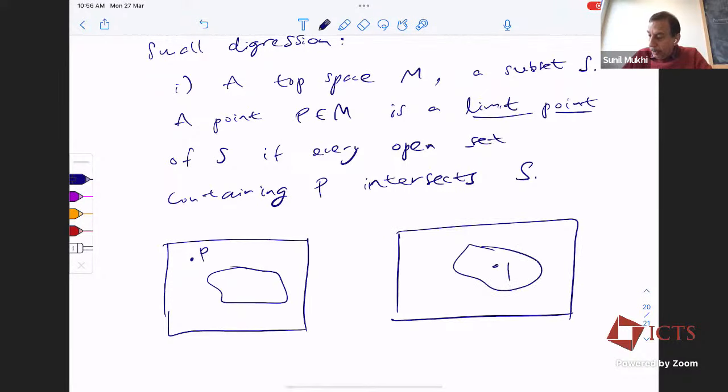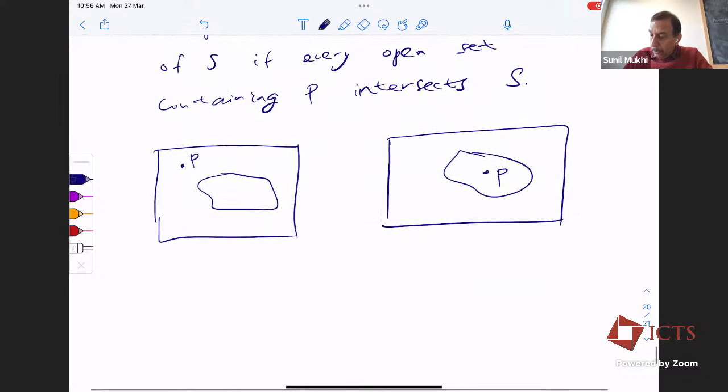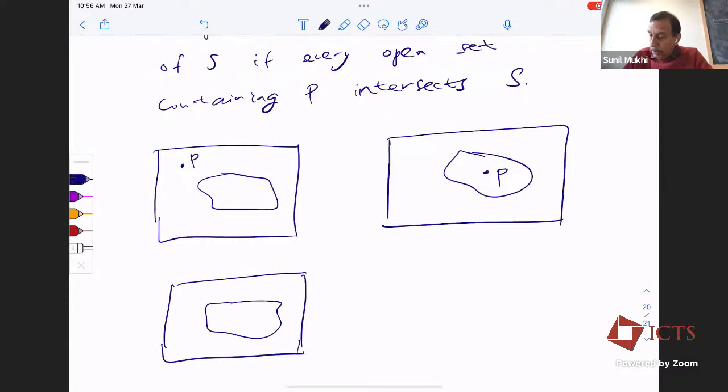P is here. And the third and most interesting one, which is that P is here. Okay. Now, looking at the first example, P is clearly not a limit point. This is S, this is M. P is clearly not a limit point of S because I can surely find an open set like this around P, which doesn't intersect with S. So done. So in the first case, P is not a limit point.